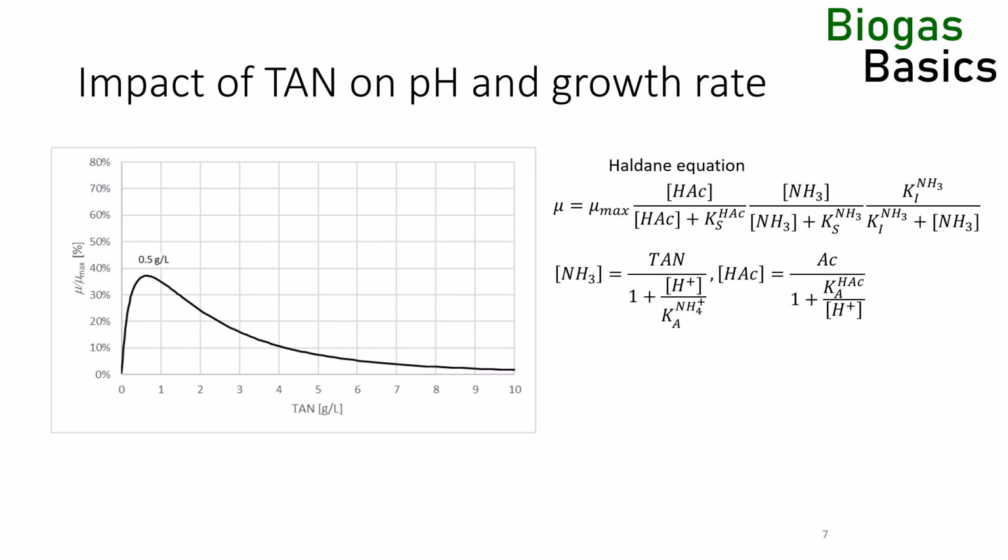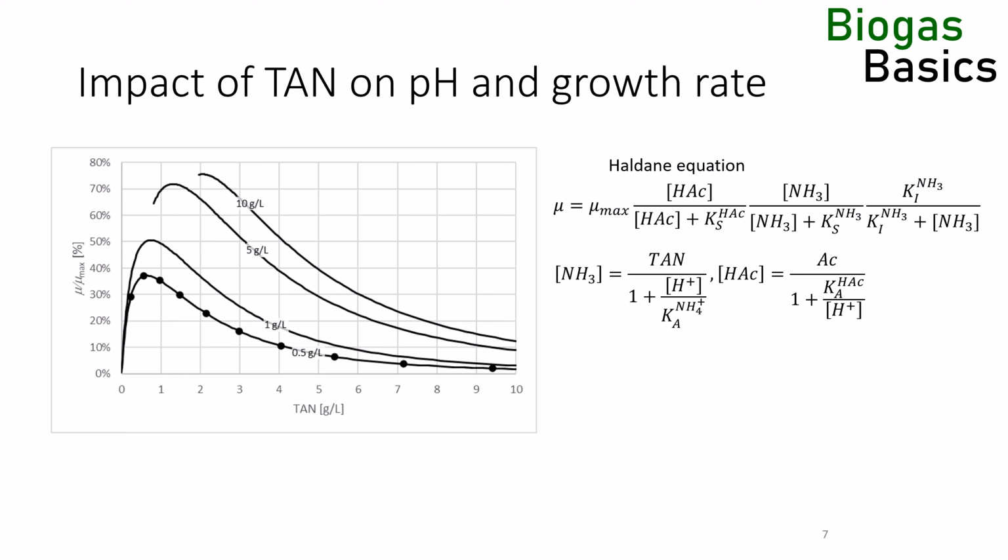The total acetic acid concentration is 0.5 gram per liter. As the total ammonia increases, the pH increases as well. We can mark the pH values on the curve, starting with a pH of 6.7 and going all the way to pH 7.6. Next, we plot lines of constant total acetic acid. We add lines at a total acetic acid concentration of 1, 5, and 10 gram per liter.